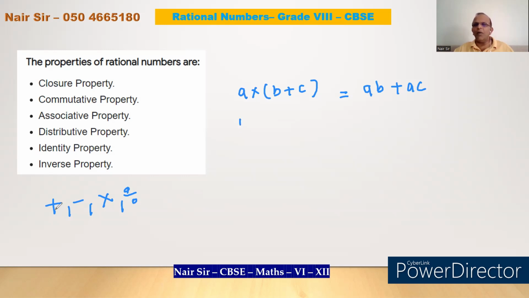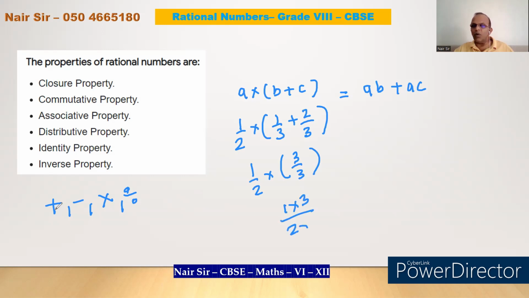Let's take an example. 1 upon 2 multiplied by 1 upon 3 plus 2 upon 3. The reason for taking small numbers is to clear the concept, kids. Okay, 2 upon 3. All right. Now that will make it 1 upon 2 into 3 upon 3. And that is nothing else but 1 upon 3 into 2 upon 3. And that is nothing else but 3 upon 6. And whenever I get a rational number, I need to get it in the smallest form. So this will be 1 upon 2. So my LHS is 1 upon 2.